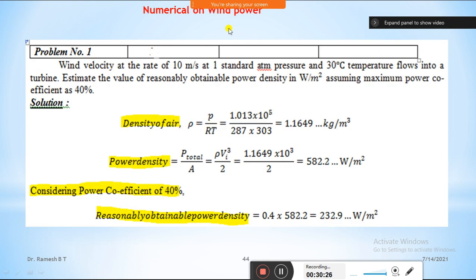So next is numerical problems. In my next class, I am going to discuss problems on what we discussed: power, maximum power, force, and torque. Based on those equations, we are going to solve some numericals.